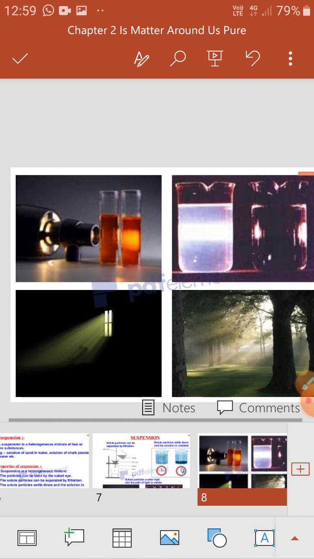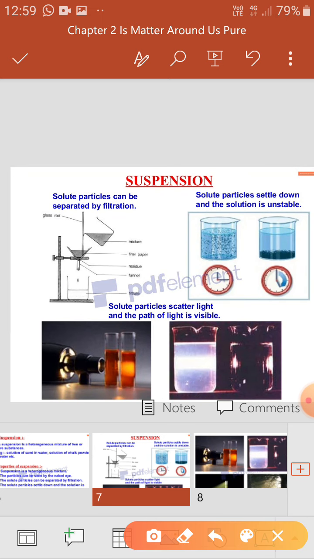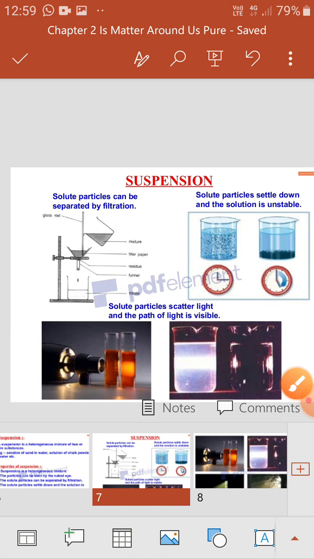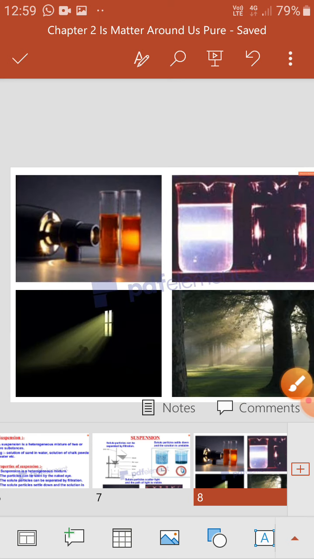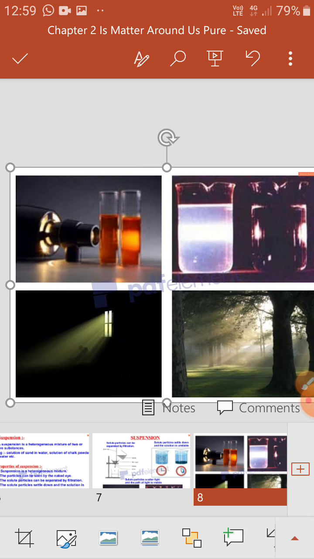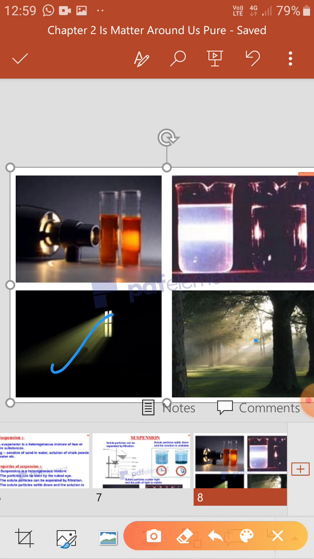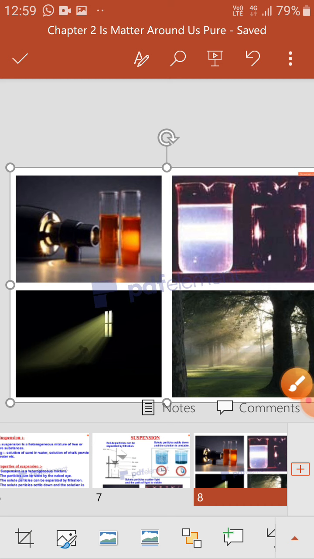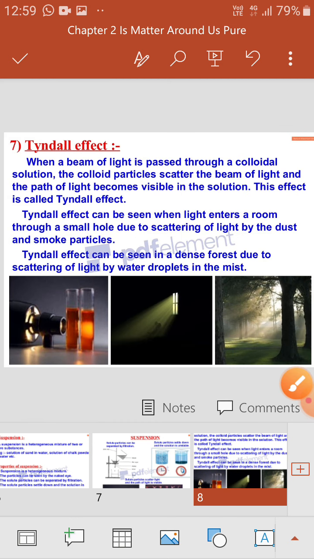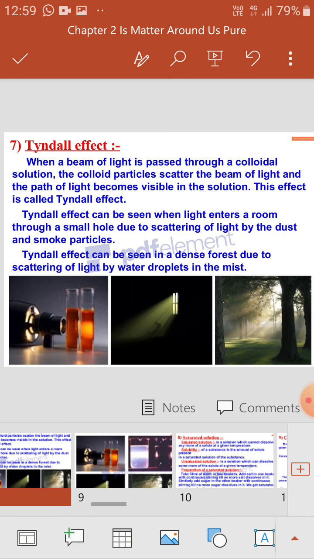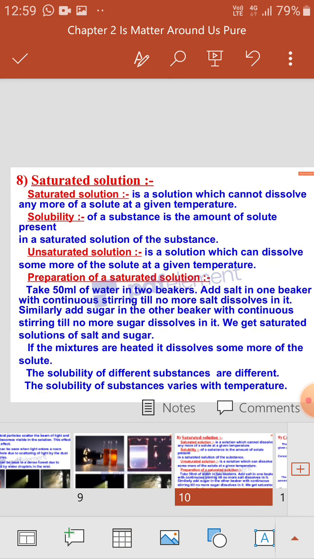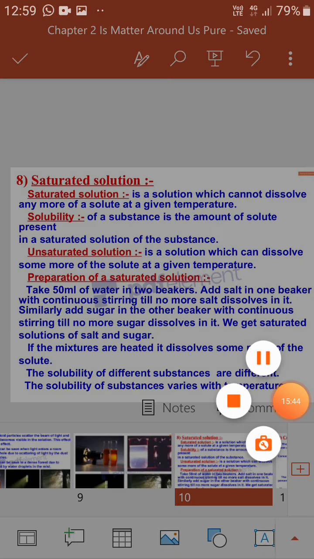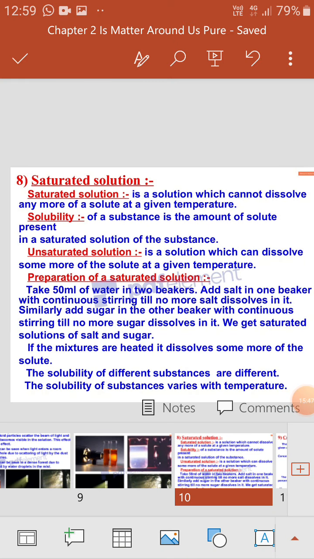So all these four are examples of the Tyndall effect, where you can see it: in the case of a colloidal solution, and in the case of a dense forest. So this was about the Tyndall effect. Then comes the saturated solution. We will discuss this in the next video.